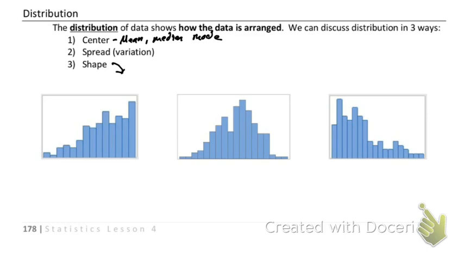So notice our first one. We have a bulk of our data on the right, but it kind of strings off to the left. This is called skewed left.